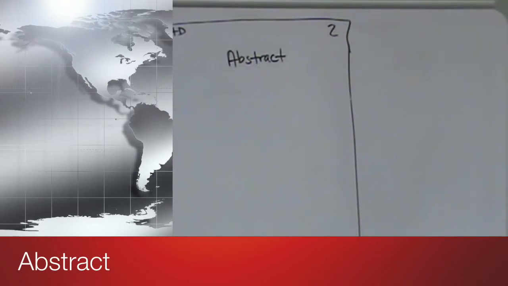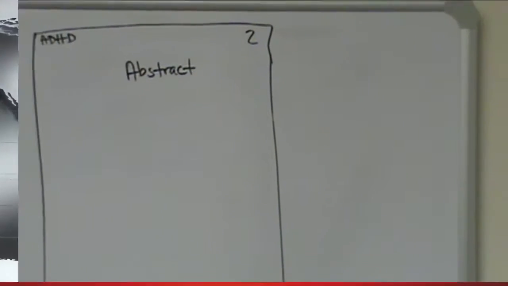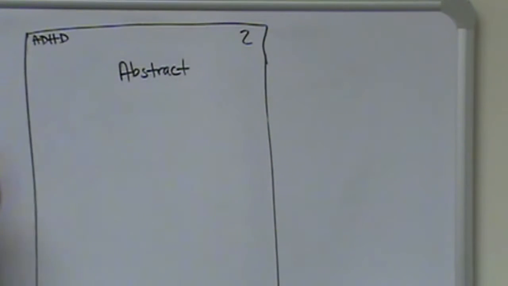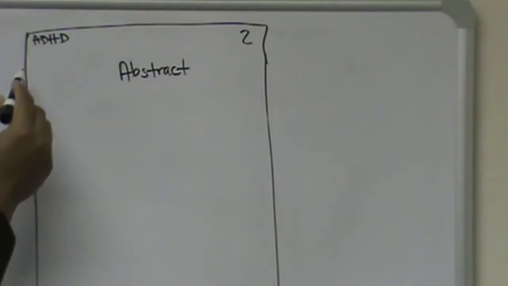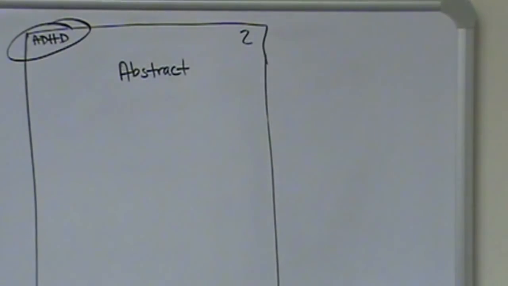Okay, let's talk about your abstract. Before we get into what the abstract is, let's take a moment to notice a couple of things. Number one, the page header appears on the upper left-hand corner of the page. Now, the words running ahead no longer appear because that only shows up on the title page. So all subsequent pages, including the abstract, just have the page header that you typed. Now, in this case, we're going to just use the term ADHD as our page header.